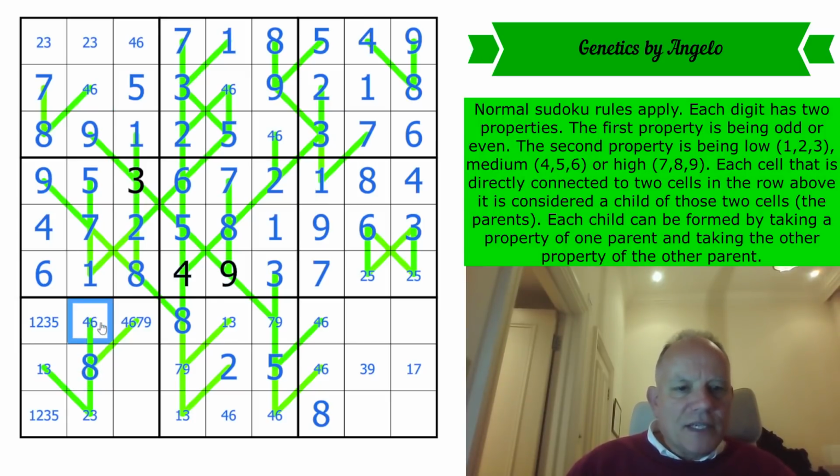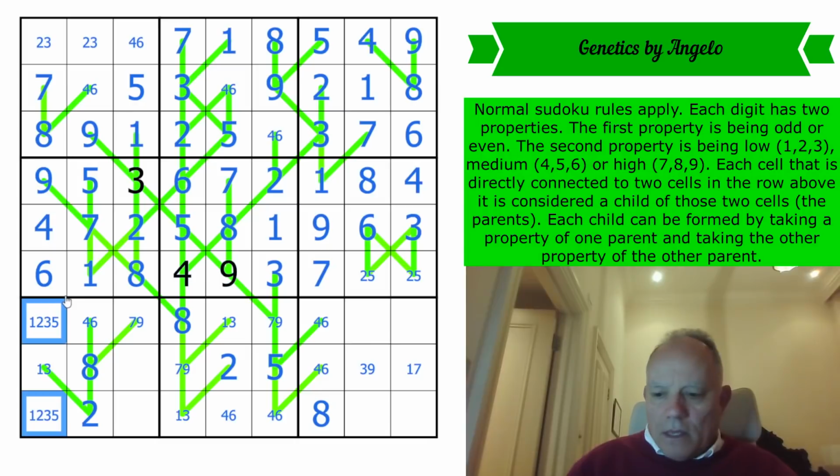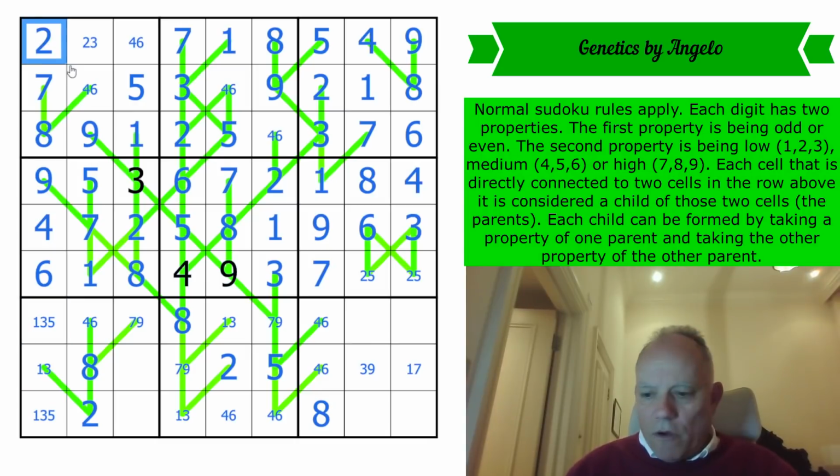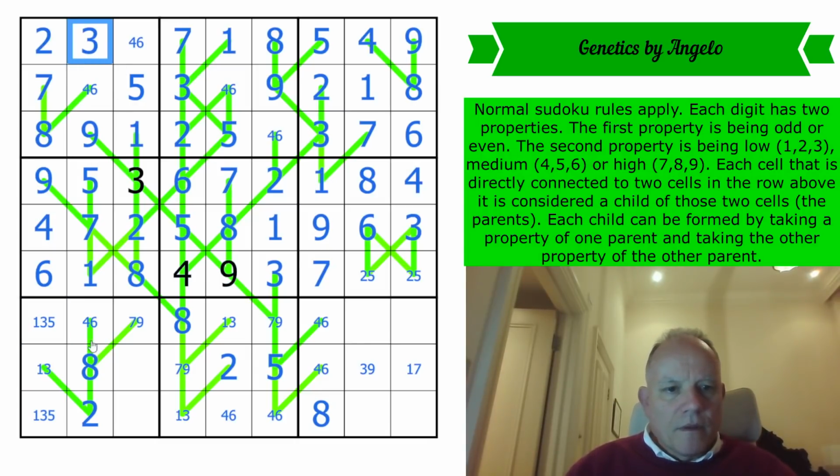And this is both a parent and a child. It's getting evenness from there, so it needs height from here. It can't be giving height to this child, so it's giving it parity. So the 2 in column 1 is at the top. That's a 3. And this tree is finished. I mean, Sudoku's going to have to do the rest.